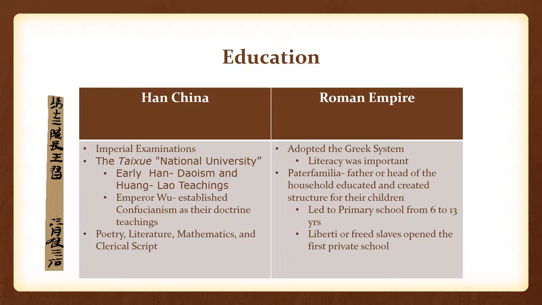The paterfamilias was also established, where the father, the head of the household, educated and created the structure for their children. This lasted until primary school was developed, for children 6 to 13 years of age. It was developed through the liberti, or freed slaves, who opened the first private school.